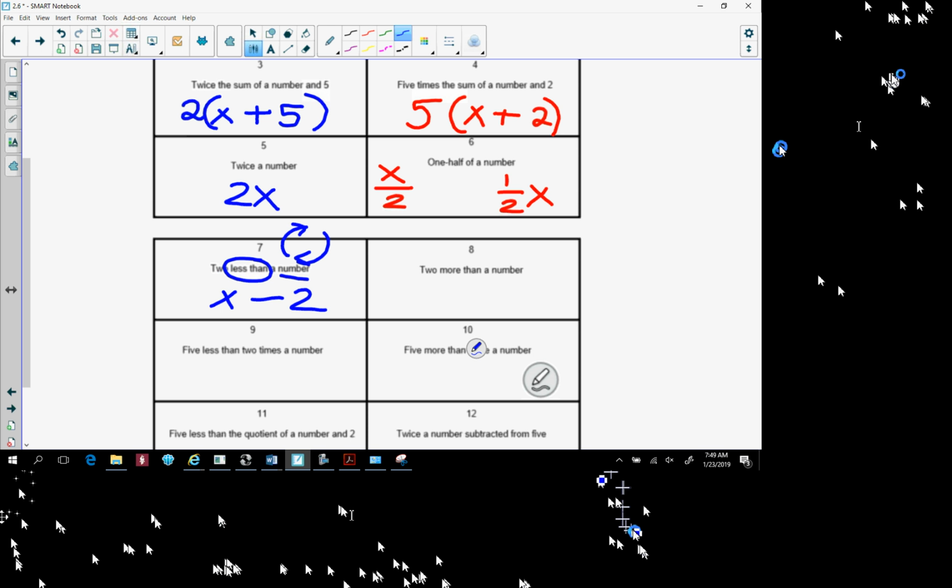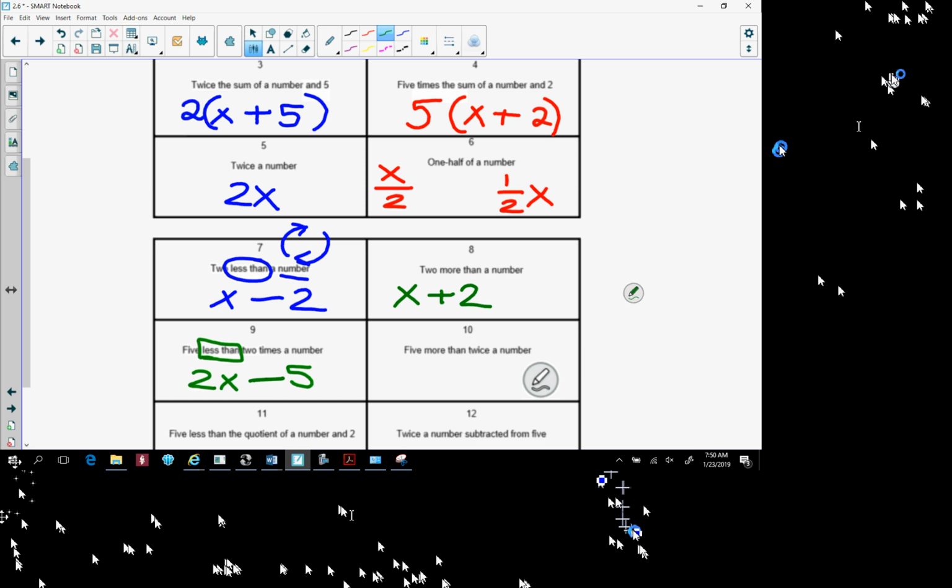2 more than a number. So if I have my number right here, it's 2 more than that, so I know I'm adding 2. Five less than 2 times a number. Oh, we see that turnaround word, right? So I know that it's going to come second. So 5 less than, I know 5 is going to go in the back. 2 times a number. So it looks like that.